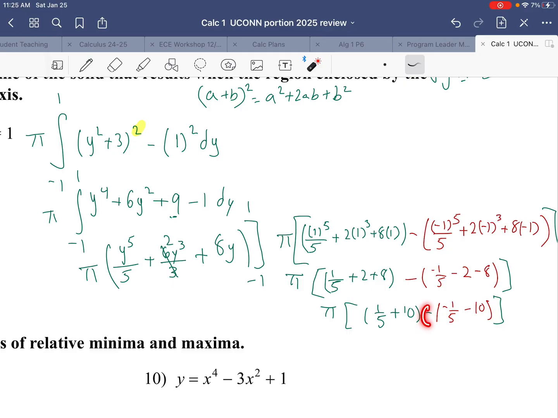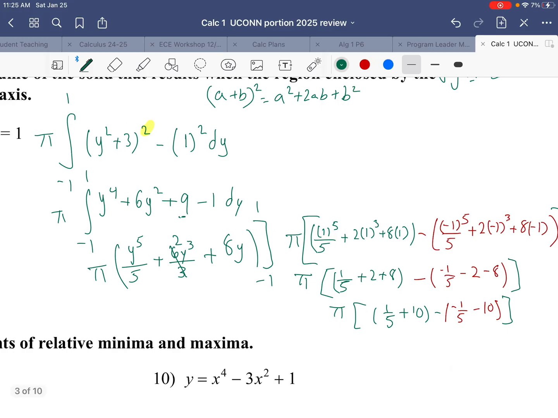Because I'm subtracting, it's going to change these signs. So this would really read like 1/5. Taking away a negative 1/5 is 2/5 plus 20, all of this times pi.